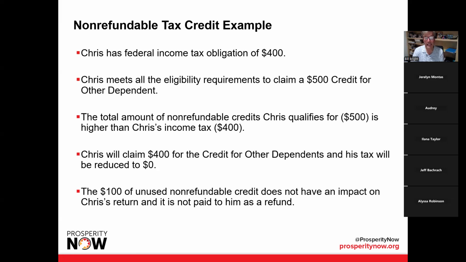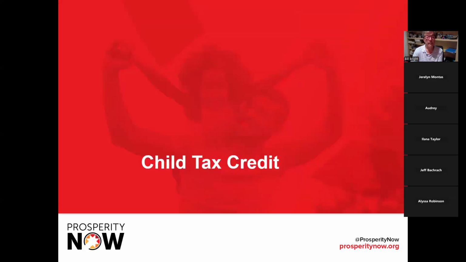He meets the eligibility requirements to claim a $500 credit for our other dependent. The total amount of non-refundable credit of 500 exceeds his tax of 400, so he owes nothing. Again, that 100 that's unused just goes off to non-refundable tax credit heaven.